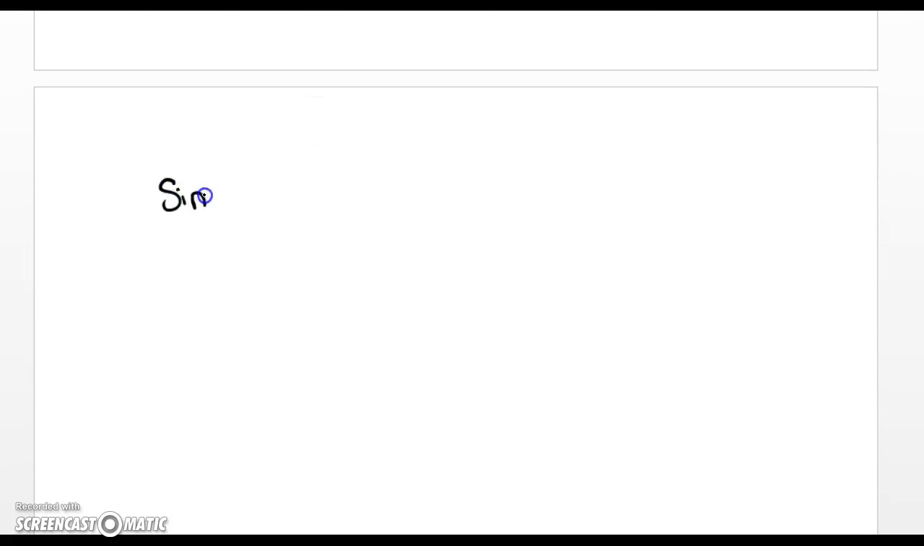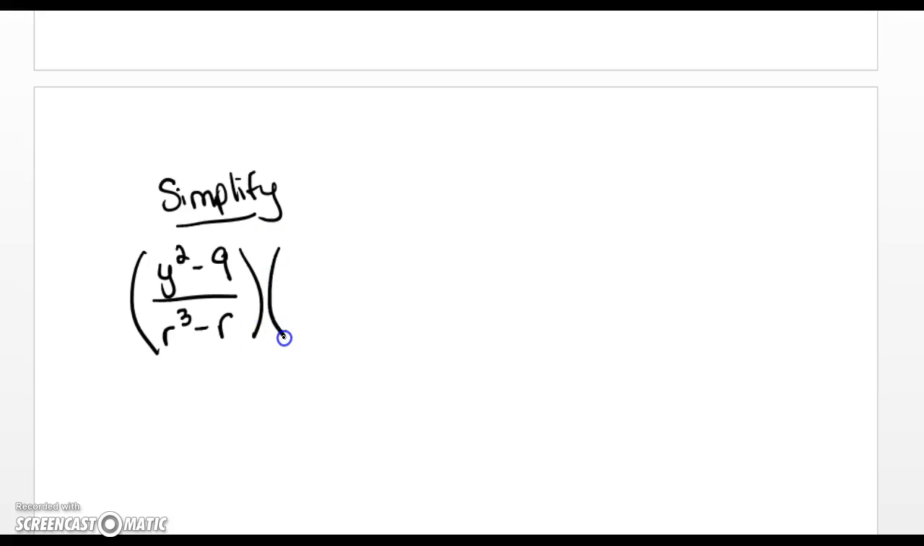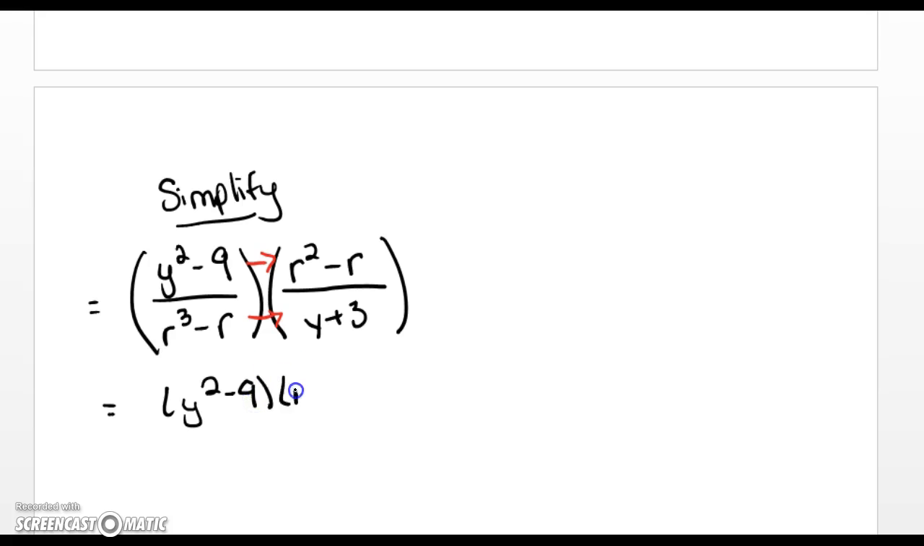All right, so now we're going to simplify. And I'm just going to start off by rewriting that question there. So we had y squared minus 9 over r cubed minus r. Now it's multiplying with r squared minus r over y plus 3. All right, so our first step here is we want to multiply those two numerators together, and we want to multiply those two denominators together, just like what we did with our regular fractions. So you have y squared minus 9 times r squared minus r all over r cubed minus r and y plus 3.